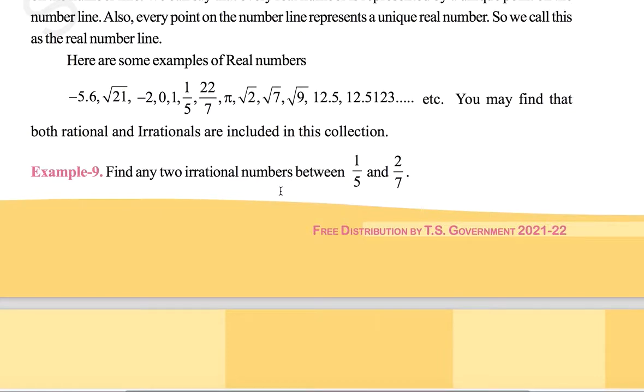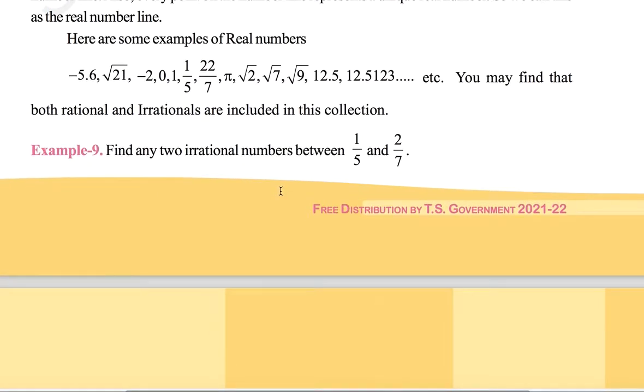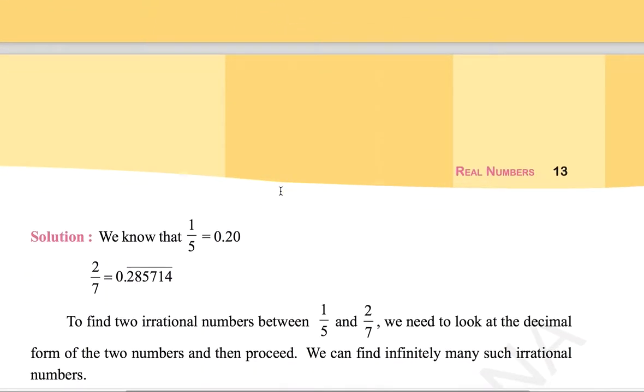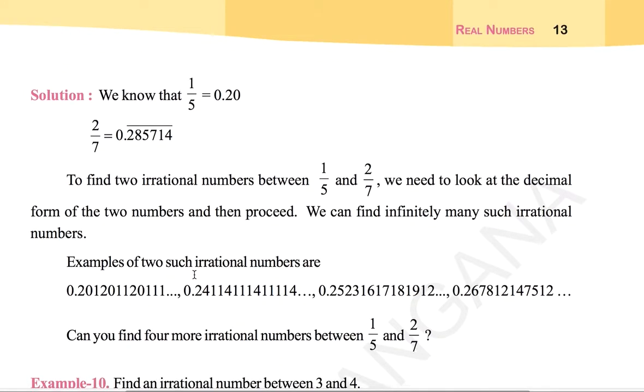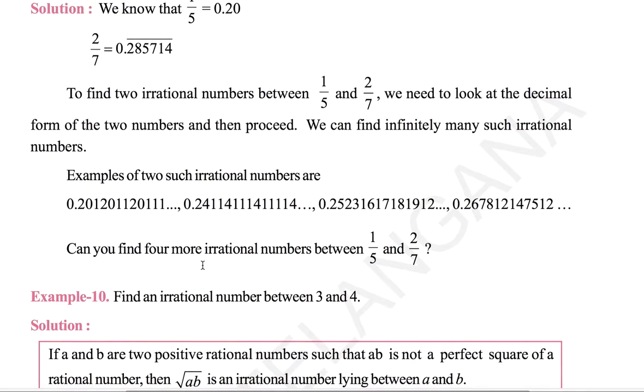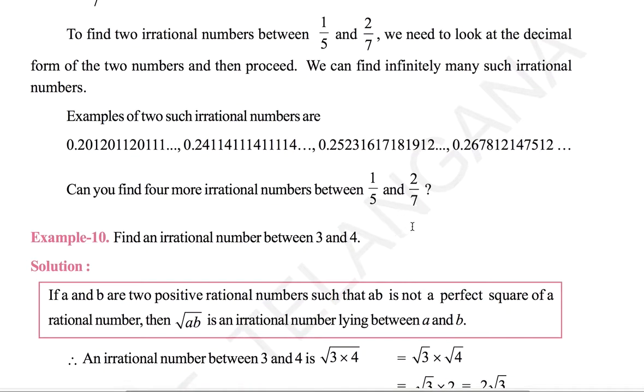Find any two irrational numbers between 1 by 5 and 2 by 7. 1 by 5 is this, 2 by 7 is this. To find two irrational numbers between 1 by 5 and 2 by 7, we need to look at the decimal form of the two numbers and then proceed. We can find infinitely many irrational numbers such as 0.2010110111, without any pattern. If it is non-repeating, then it is irrational. Can you find more irrational numbers between 1 by 5 and 2 by 7?